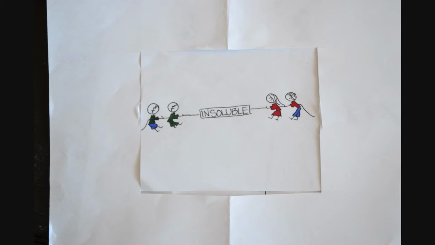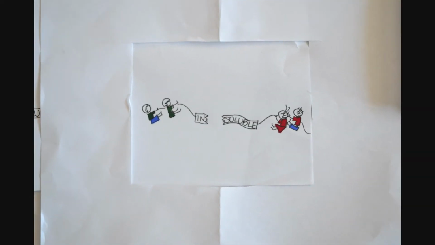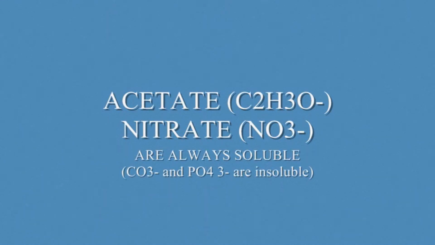And just when it was about to seem as though phosphate and carbonate were going to win, the sign split in half. The end went to phosphate and carbonate, and the soluble went to nitrate and acetate. And so, for the first year in almost a decade, they had to call it a draw. This is a good way to remember which ions are soluble and which ones are insoluble. Nitrate and acetate, the winners of the soluble side, are always soluble, and phosphate and carbonate, that got the insoluble side, are insoluble.